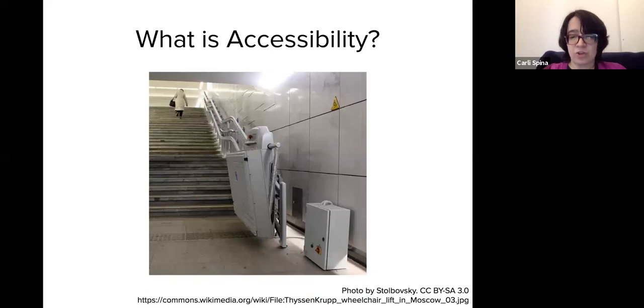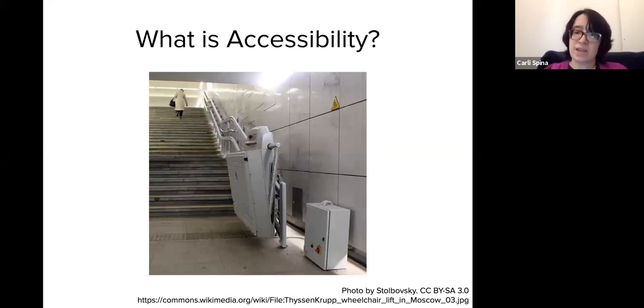This picture shows an example of this, which is the idea of you have an existing staircase and you decide that that's not accessible for people with disabilities. So the solution to that is to install what we see here, which is a chairlift. Now, that does improve accessibility. It offers access to people who use wheelchairs to navigate a staircase that they would not otherwise be able to. However, it does still provide only a certain level of access.